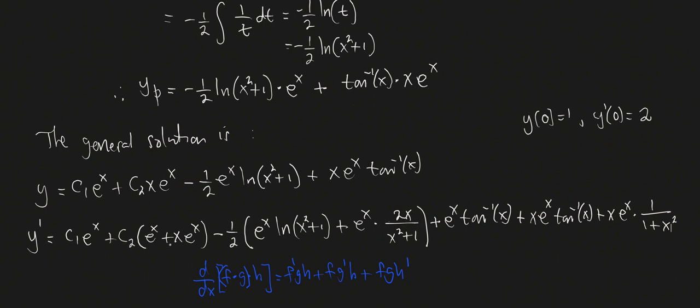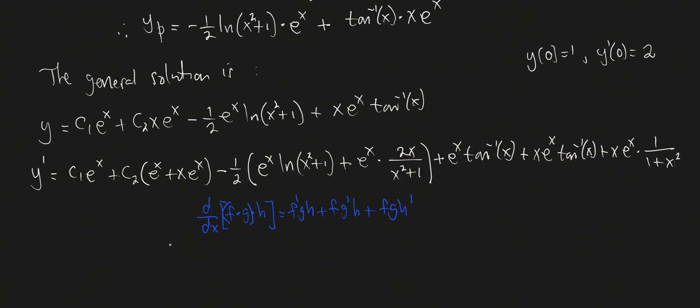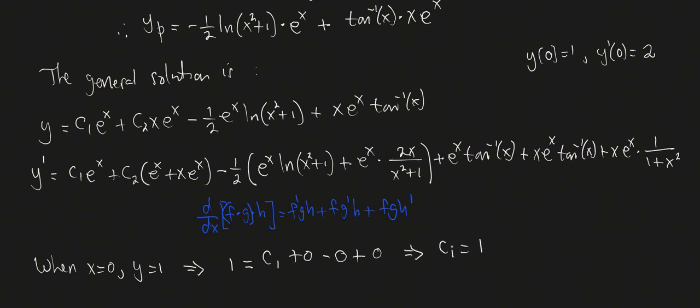All right, so let's see what happens now, because our goal is to find C1 and C2. So when x is equal to 0, y is equal to 1. So I'm going to plug 1 there for y. This will give me C1. This is 0. The natural log of 1 is 0, and then again this product here is 0. So that one works out really easy, as I said earlier, that C1 is equal to 1.